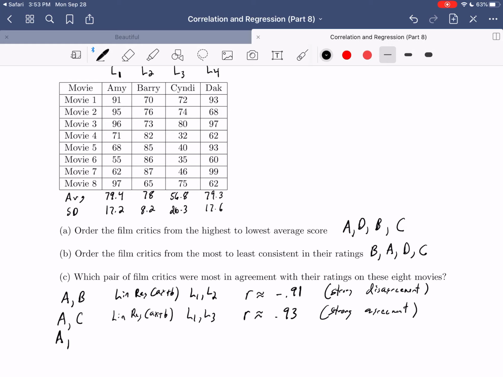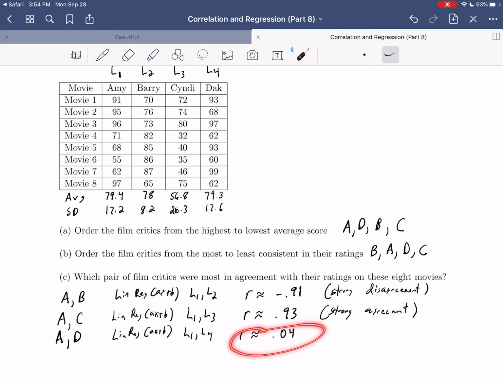Let's go ahead and see about Amy and Dak. So now we're going to do L1 and L4. We'll use the same approach, linreg ax plus b, L1 and L4. And what we get here is 0.04. Now, what does this mean? Well, it's not a strong negative, it's not a strong disagreement, it's not a strong positive, it's not a strong agreement. It really just seems to be sort of neutral, right? This means no disagreement or agreement.